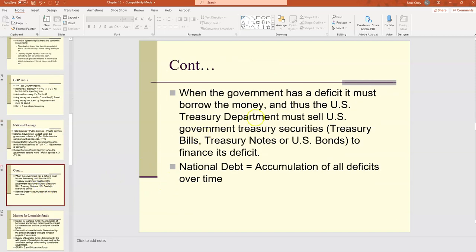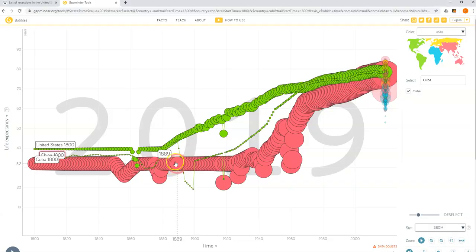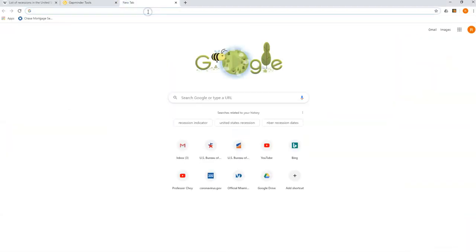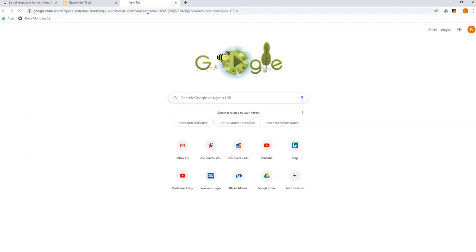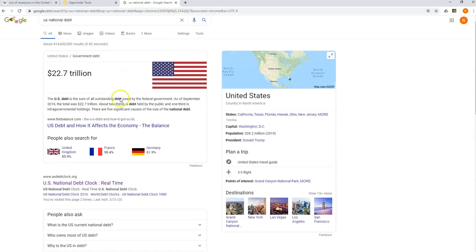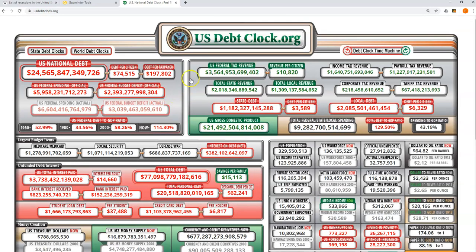All right. Now, when the government has a deficit, it has to borrow money. Therefore, it has to issue what we call U.S. Treasury securities, which are basically U.S. government bills, treasury notes, or treasury bonds to finance its deficit. If you're interested in learning a little bit more about the national debt, here's a website. Okay, this is a website that keeps track of U.S. national debt in real time.